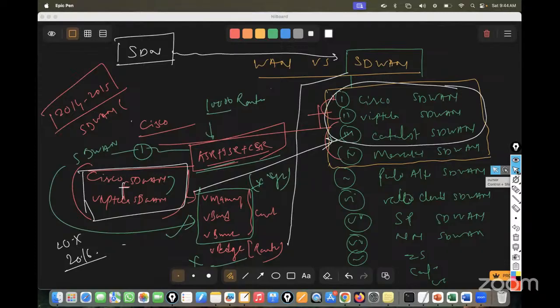Sir, before Viptela, what was Cisco using for their controllers?